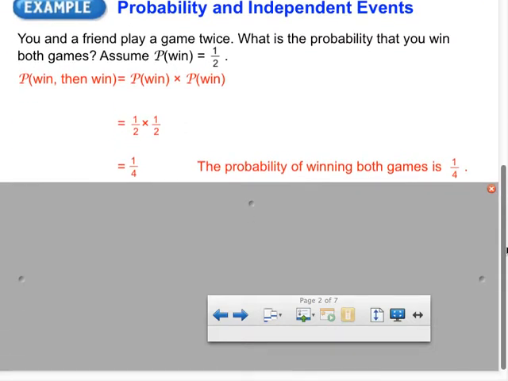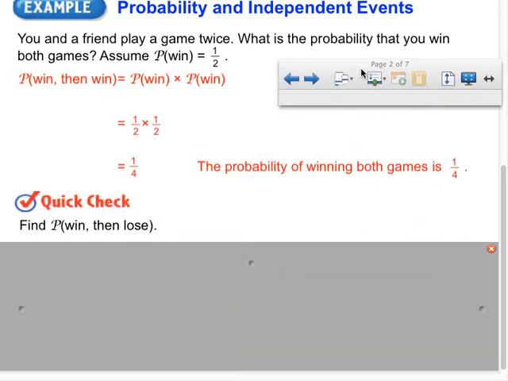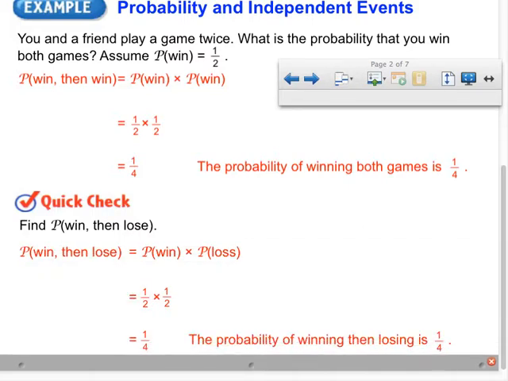Now, what's the probability of a win and then a loss? Think about that. And if you think you have the answer, raise your hand so I can call on you to share it with the class. Terrell. It's not a half. Chin. It's 1/4 again. And the reason why is because what's the probability of a loss? 1/2. So it's going to be a 1/4 again.